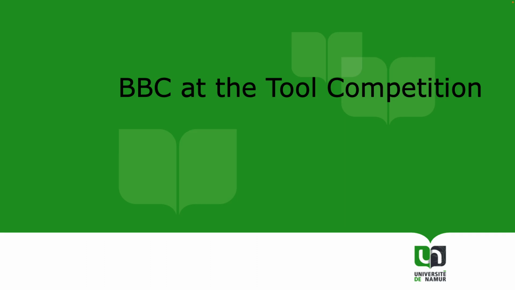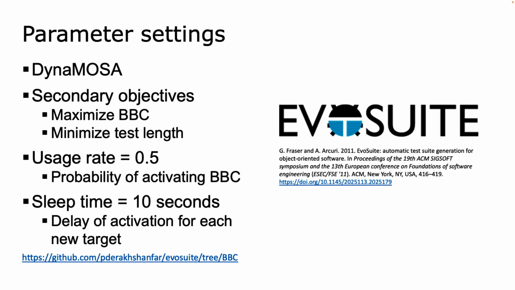For the unit testing tool competition, we used our implementation of basic block coverage for Java programs. This implementation has been done on top of EvoSuite. We configured EvoSuite to use DynaMOSA with two secondary objectives to maximize the basic block coverage and minimize the test length. We set the usage rate to 0.5, meaning that whenever two tests have the same fitness value, there is a 0.5 probability of comparing the basic block coverage of the tests.